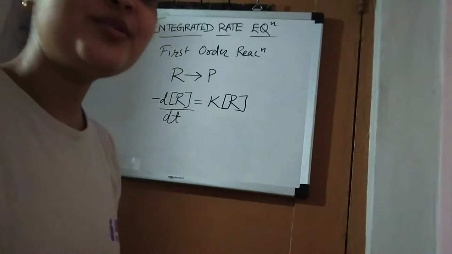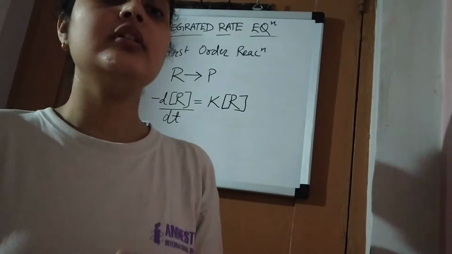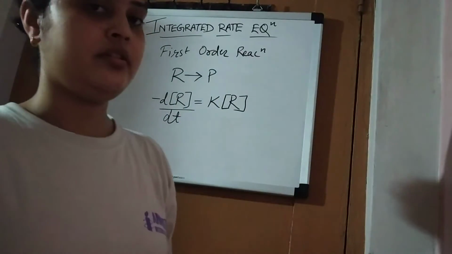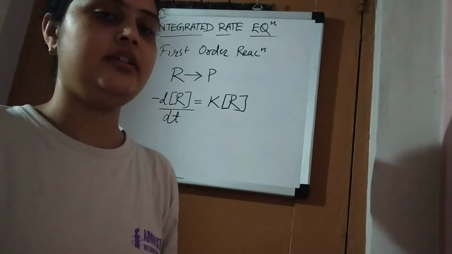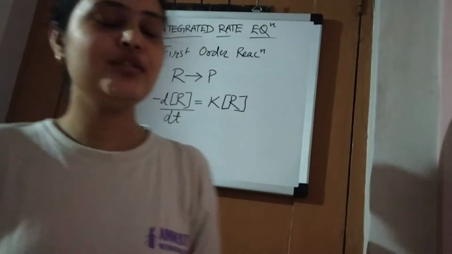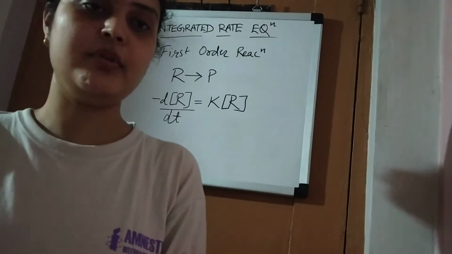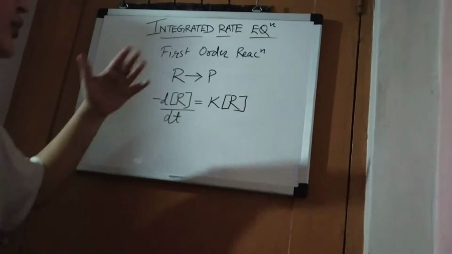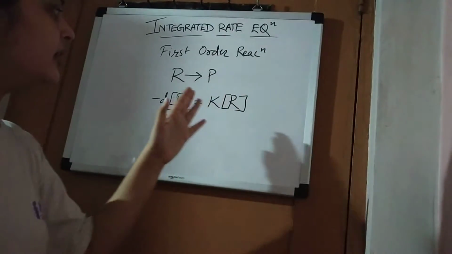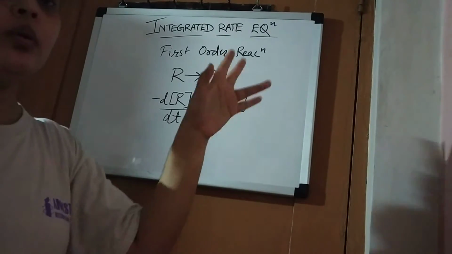So hello friends, today we'll study the integrated rate equation for first order reaction, right? We have already studied what integrated rate equations are in the previous video. So we just have to integrate the differential form of the first order reaction, right? You know, a first order reaction has the rate dependence on the reactant to the power 1.